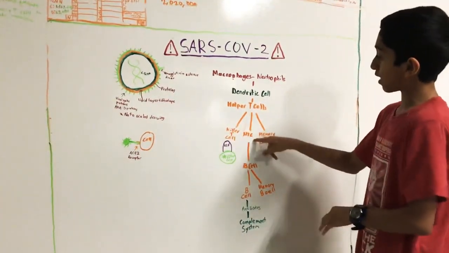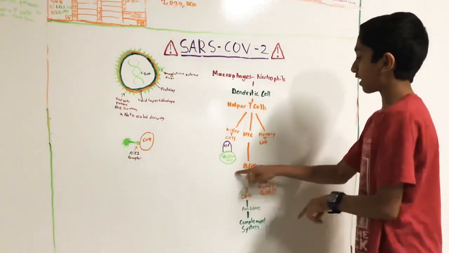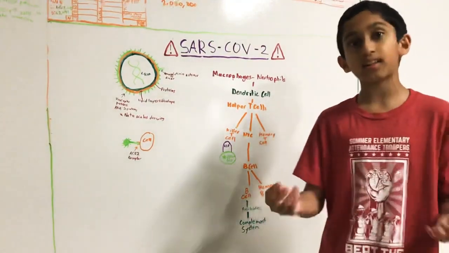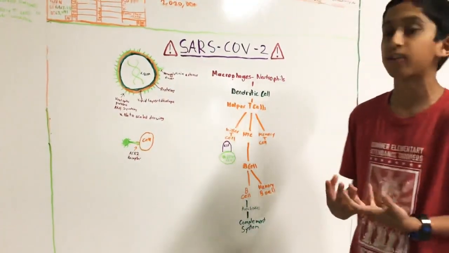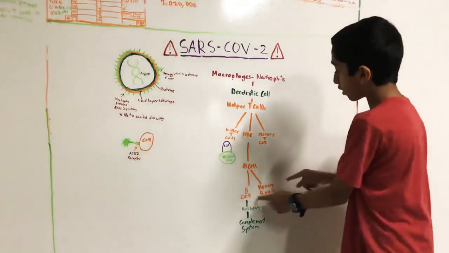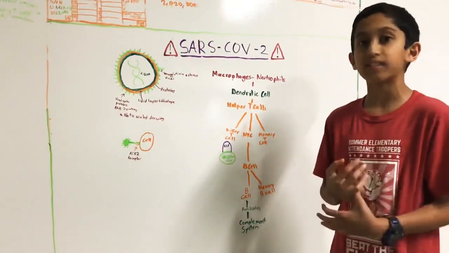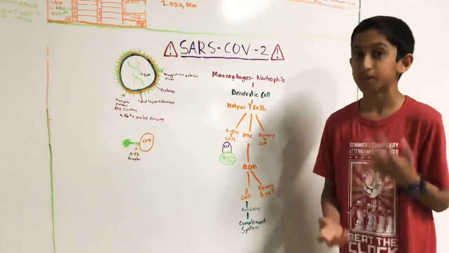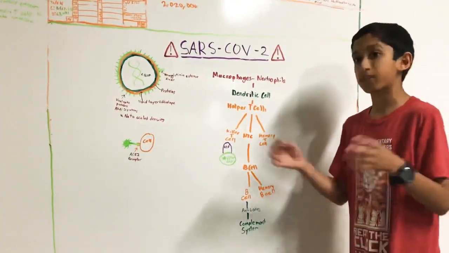But then back to our helper T cell. The helper T cell will go and activate something called the B cell. Now the B cell is what actually makes those antibodies against the virus, and there will also be some memory B cells to remember how to make the antibodies, which is also important because that makes you pretty much immune to the disease for a few years or for a lifetime.